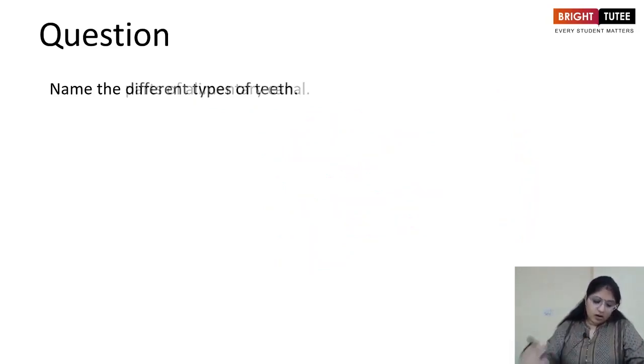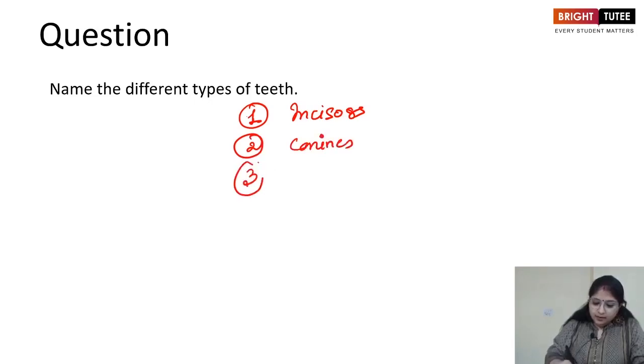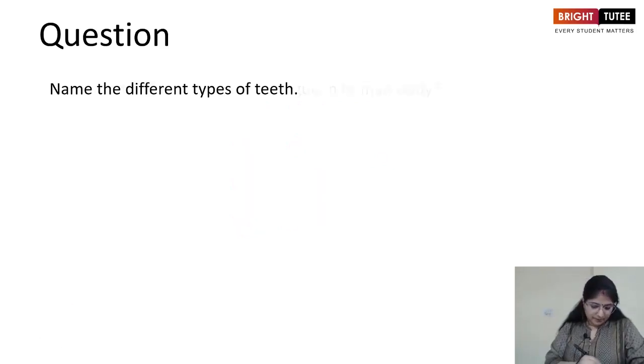Now, name the different types of teeth. So, there are four types of teeth. First is the incisors, then the second type is canines, third type is premolars, and the fourth type is molar. So, these are the four types of teeth that are present in all human beings.